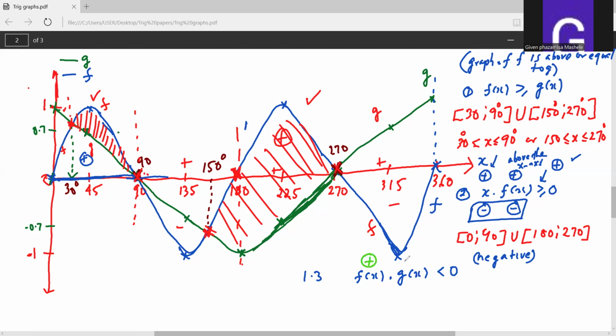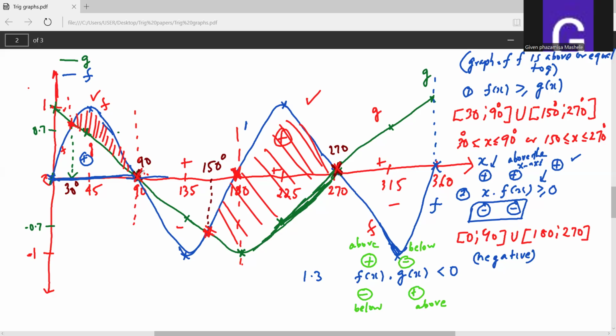And at that time, f is negative, and at that time, g is positive. What does this mean? It means we want where the graph of f is above the x-axis, because if it's above the x-axis, it's positive, and at the same time g is below the x-axis. Or the other way around: f is below, and at the same time g is above. Where is the point? We're going to read from the graph. Let us check where f is above, but g is below.